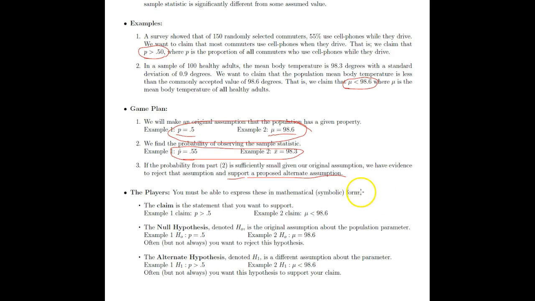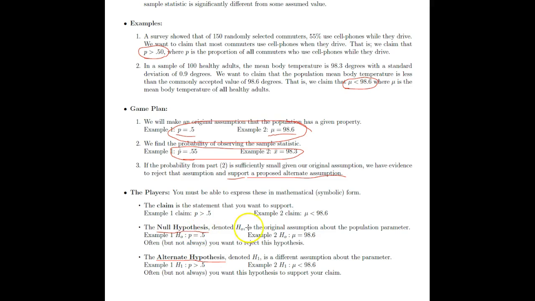So the players here that we want to be able to express in mathematical or symbolic form, one of them is called the claim, and that is the statement that you want to support. An example is that the population proportion is greater than 0.5, or that the population mean is less than 98.6. And there are two key things that we need to write here and are always found in every hypothesis test. One is called the null hypothesis, and the other is called the alternate hypothesis.